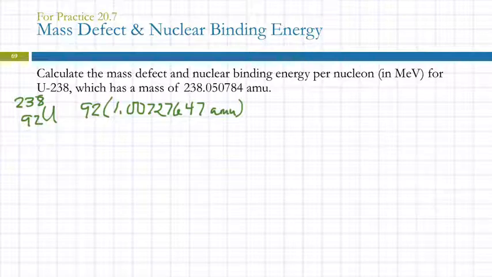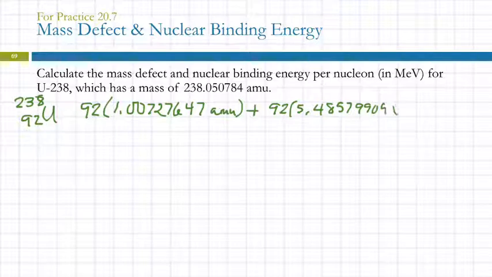Double checking that I wrote that down right. When we're subtracting here and we have all these decimal places, we want to definitely use all the decimal places we can. How many electrons? 92. So there's 92 electrons. They are small, but we can't forget about them. Mass of an electron, 5.48579909 times 10 to the minus 4 atomic mass units.